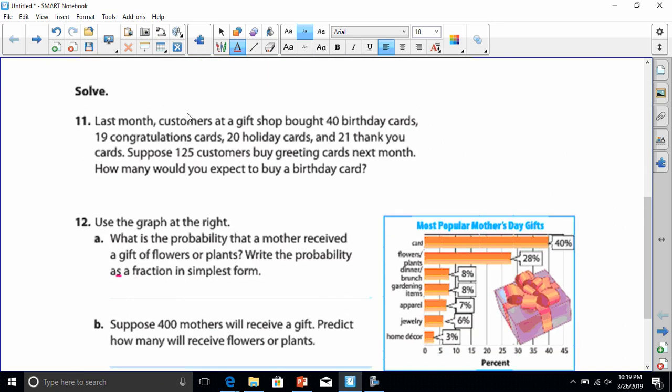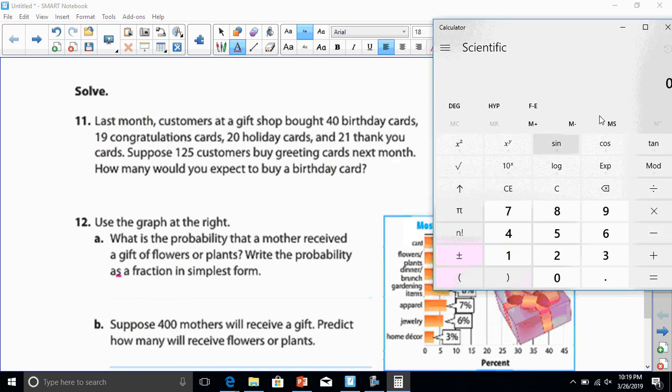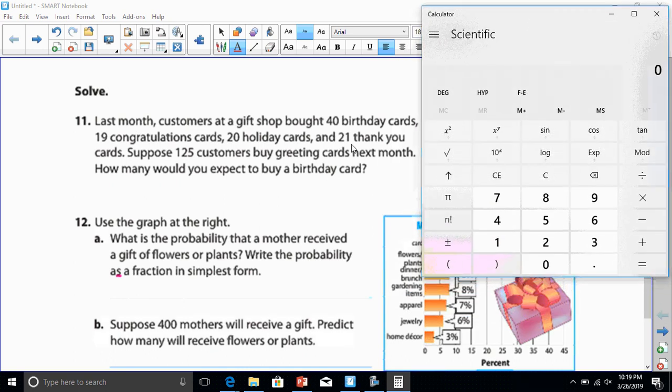Let's do number 11. Last month, customers of a gift shop bought 40 birthday cards, 19 congratulation cards, 20 holiday cards, and 21 thank you cards. Suppose 125 customers buy greeting cards next month. How many would you expect to buy a birthday card? Well, let's go ahead and work that out. First of all, I need to find out how many cards there were total in this first batch, and then see how many of them were birthday cards, because in the end, I want to know the percentage I need to use to find out how many birthday cards would be sold if there were 125 customers.